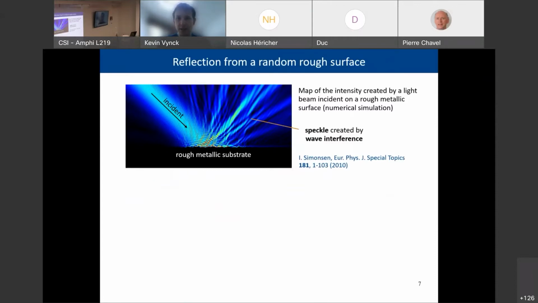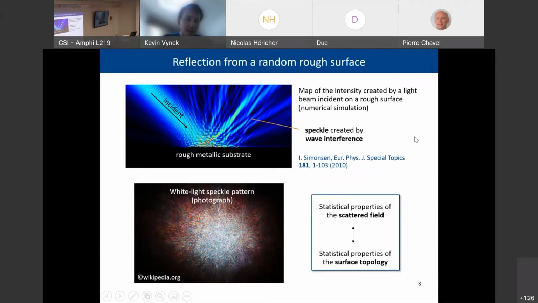I have here an incident beam, a light beam incident on a rough metallic surface that you can see here. This is a wave, obviously. So the beam arrives on the surface, and depending on the place where it is reflected, you have parts of the light that will spread along all directions in space. And because this is a wave, you create some wave interference, and this will create a speckle.